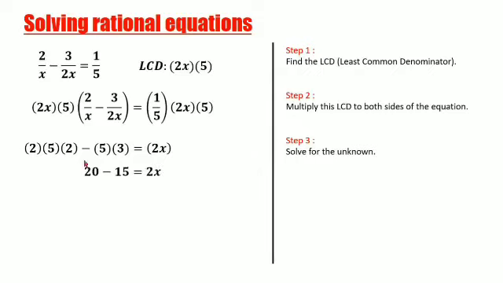Simplifying further, we have 2 times 5 times 2 is equal to 20 minus 5 times 3 is 15 is equal to 2x. Furthermore, we have 5 is equal to 2x. Finally, to solve this, we have to divide both sides by 2, like this one. And finally, we have x is equal to 5 over 2.